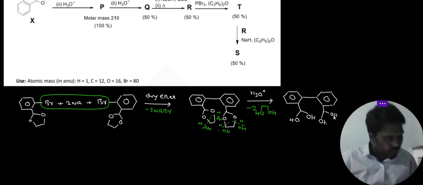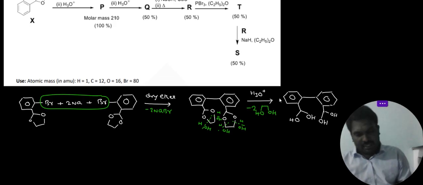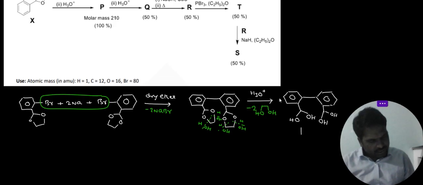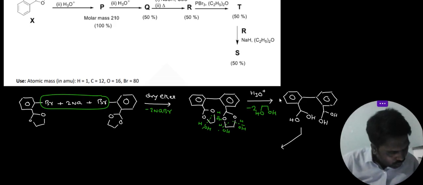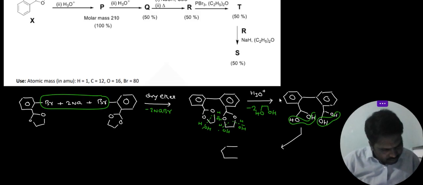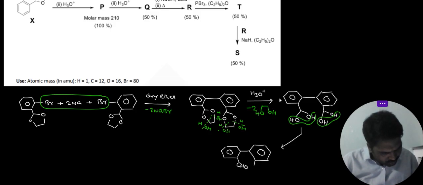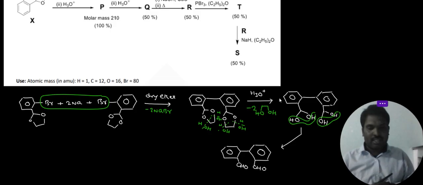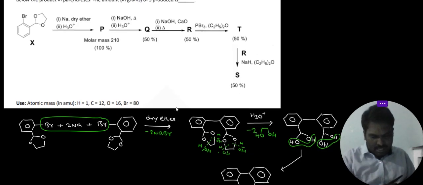So this gem diol is unstable, so water is eliminated. Then we will get this compound, with CHO groups. So now this is P.